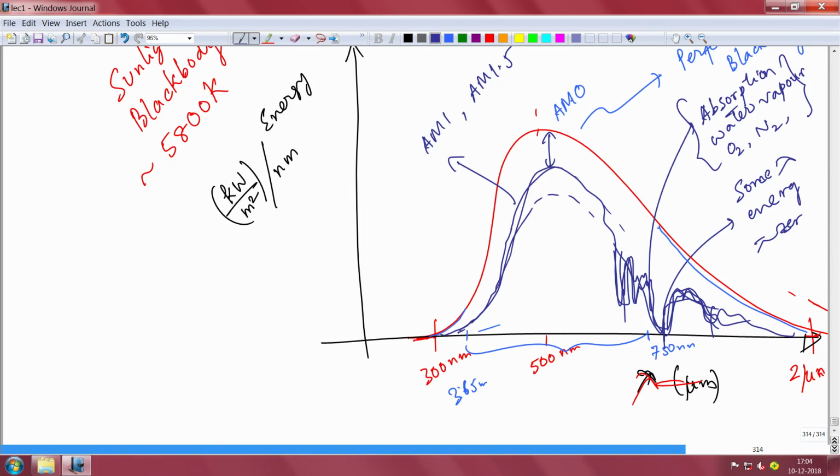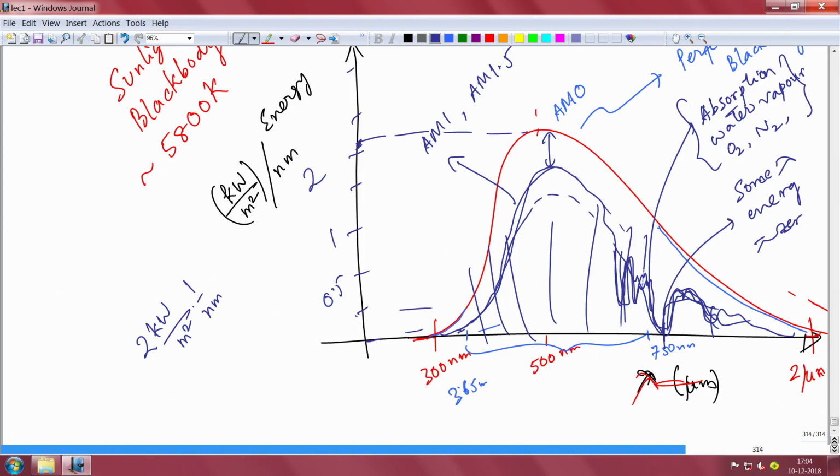Okay. And what is the y axis here? This is energy. I told you what the typical values are. So, the peak value is typically around 2 kilowatt per meter square per nanometer, then 1, 0.5 and so on. Of course, if you integrate the whole area under this, this nanometer will go away because you are integrating with respect to the wavelength. So essentially you will get the energy in kilowatt per meter square.